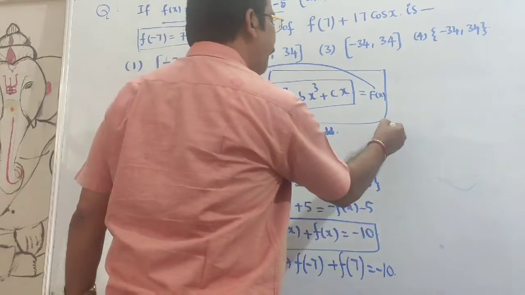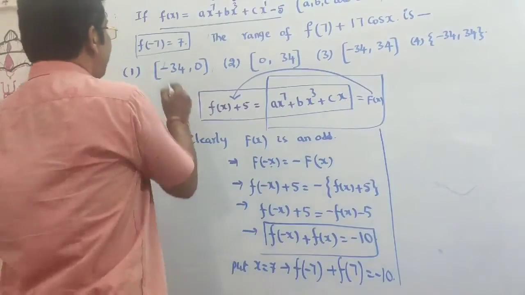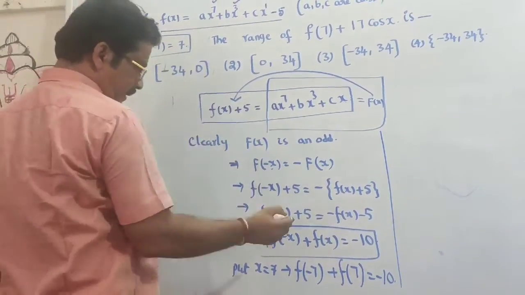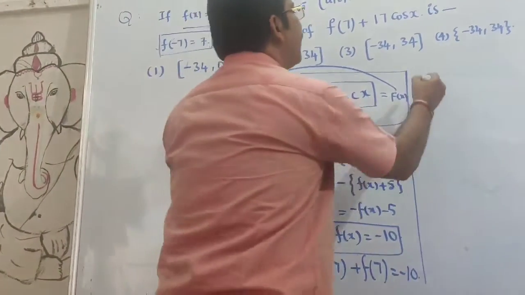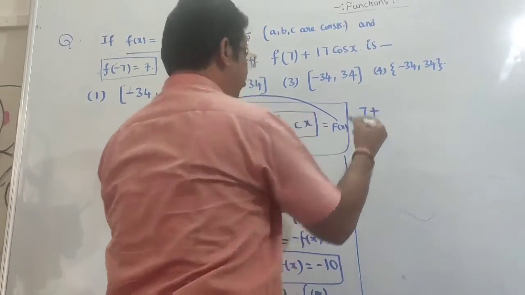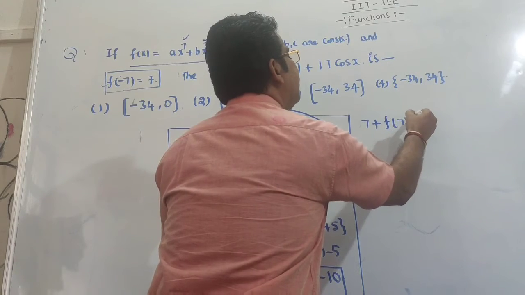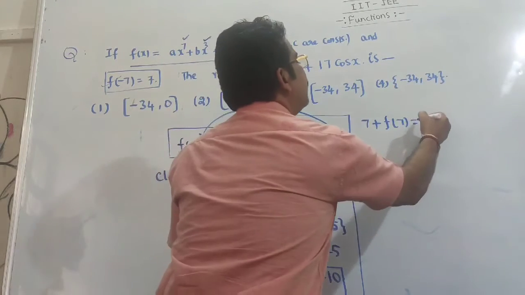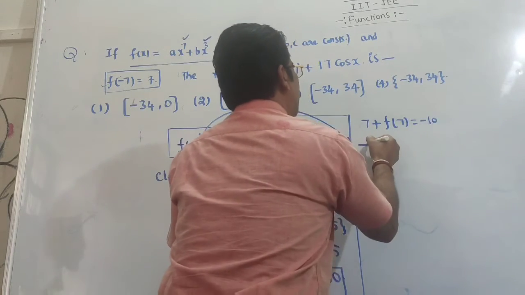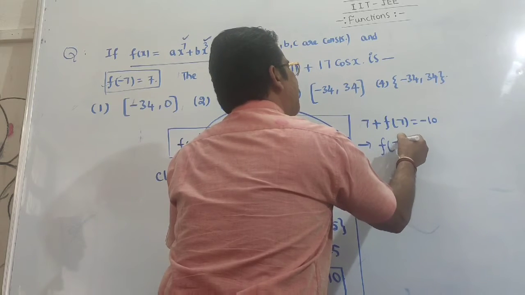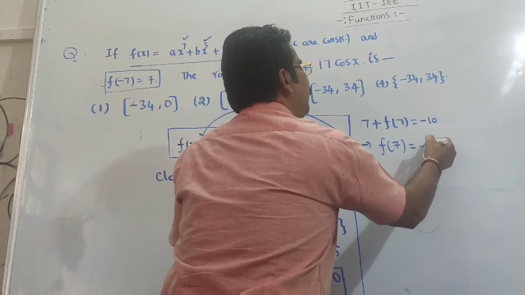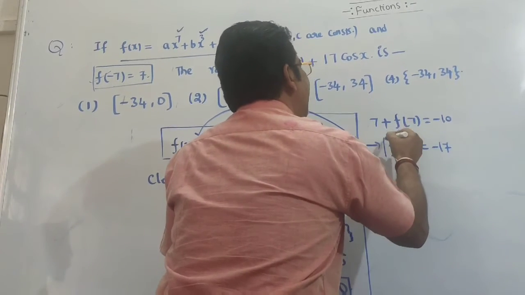So therefore, what is the f of minus 7 value? It is 7. So instead of that we can write 7 plus f of 7 equal to minus 10. So that implies f of 7 equals minus 17.